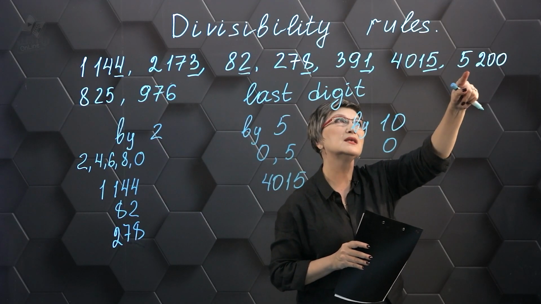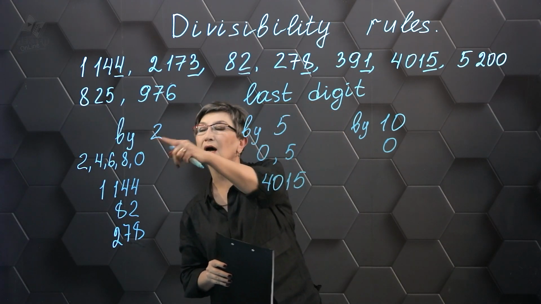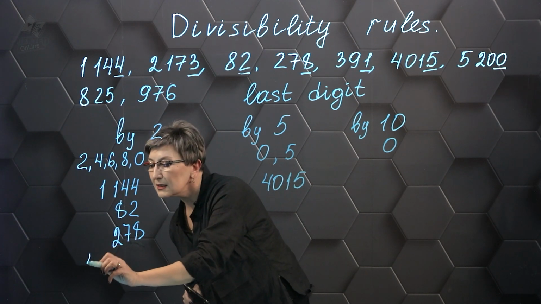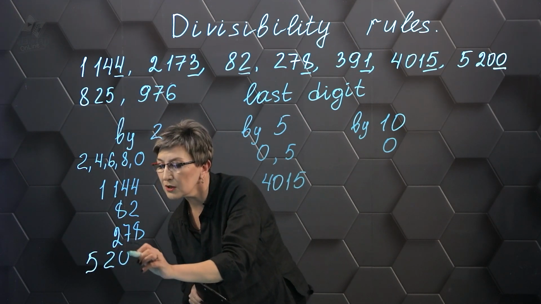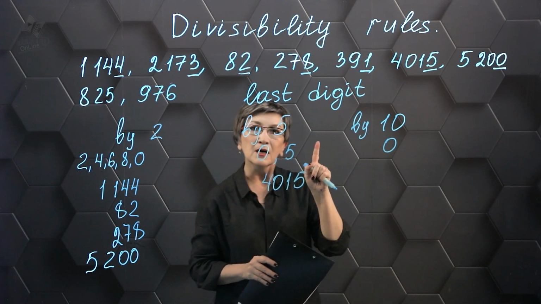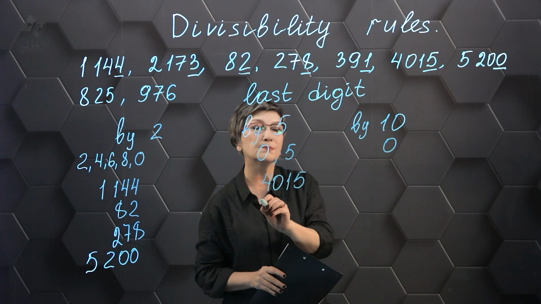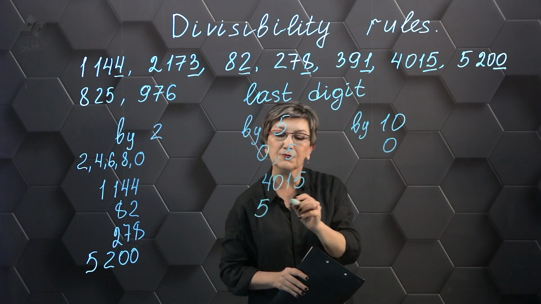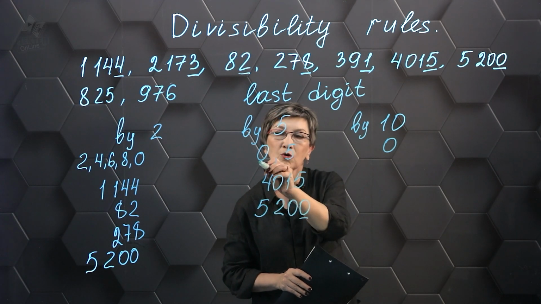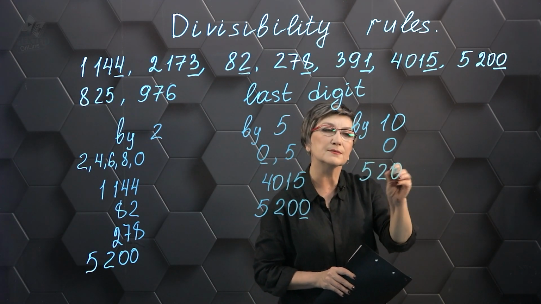The number 5200. I can divide by 2 because the last digit is 0. 5200. I can divide by 2. The last digit is 0. This number can also be divided by 5. Because the last digit is 0. 5200. The last digit is 0. And this same number can be divided by 10.